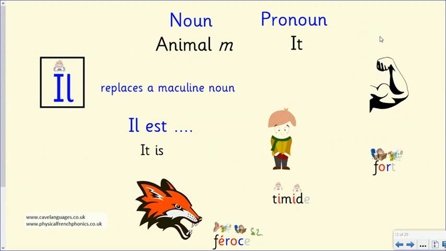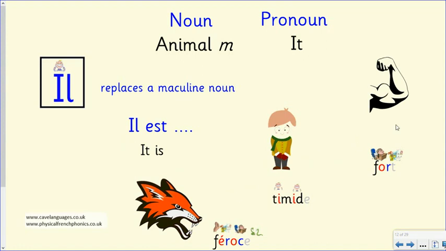Right, you're going to describe the character of the animal, and you're going to say it is. Now, it, you remember, is a pronoun. We did that in the last project. Pronoun replaces a noun. It's replacing the noun animal, which is masculine. So the word for it is il, because that replaces a masculine noun. So to say it is, that's the word for is, isn't it? Like we had in say. Il est. Il est. So I've just chosen 3 adjectives here.